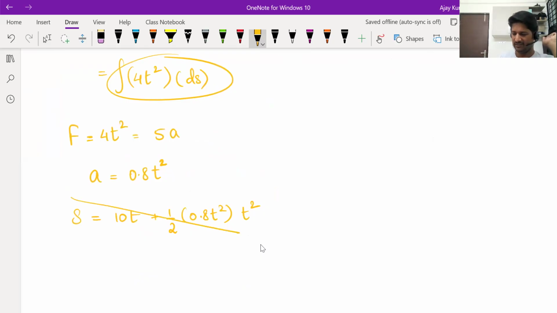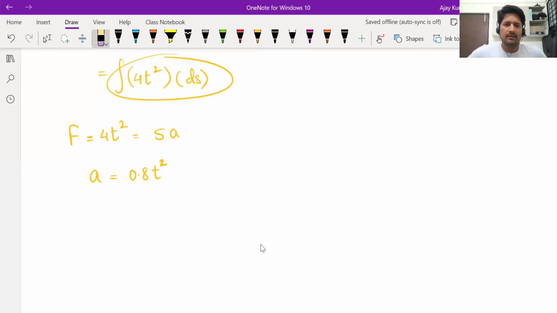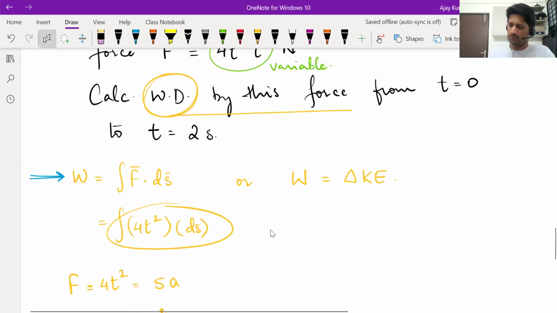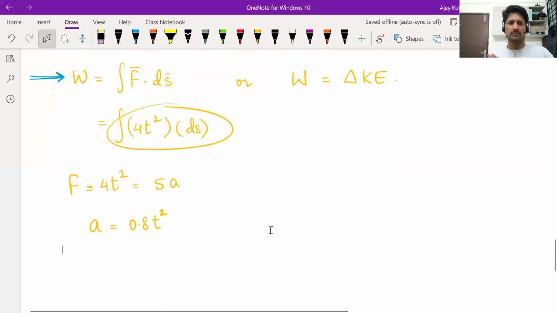Okay, this step is invalid. You can't find out total displacement using this. Okay. Can any of you tell me how to proceed from here? I don't want you to use the other method. Other method we'll discuss. But if you want to solve this problem this way itself, using the basic formula for work, how to take the next step?